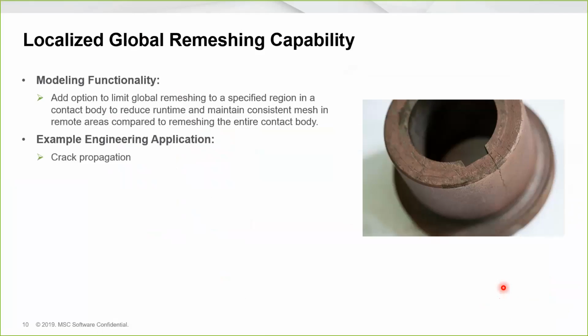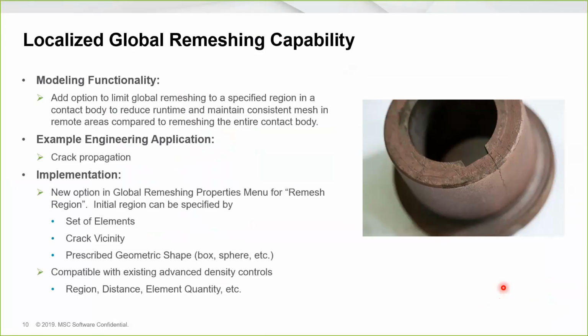One area that is obviously advantageous is around crack propagation, when you really only need to remesh the area around the crack tip, but the rest of the body is not being subjected to anything significant. So in the global remeshing property menu for the remesh region, you now have this option where you can specify this region. It can be a set of elements. As I mentioned previously, it can be a distance around a crack tip, and then it can be a prescribed geometric shape, a box, a sphere, etc. And it's compatible with all the existing advanced density controls.